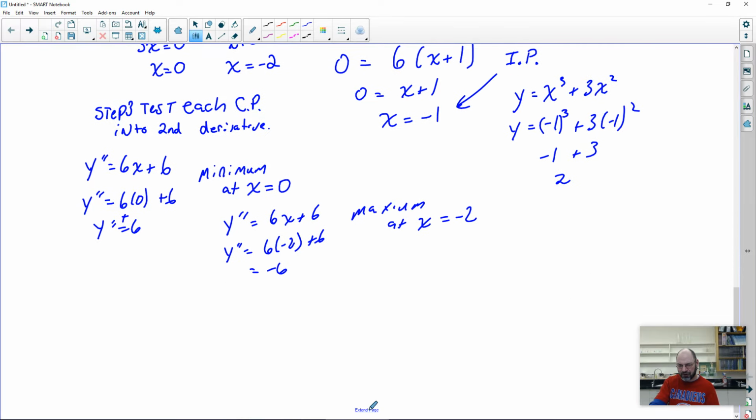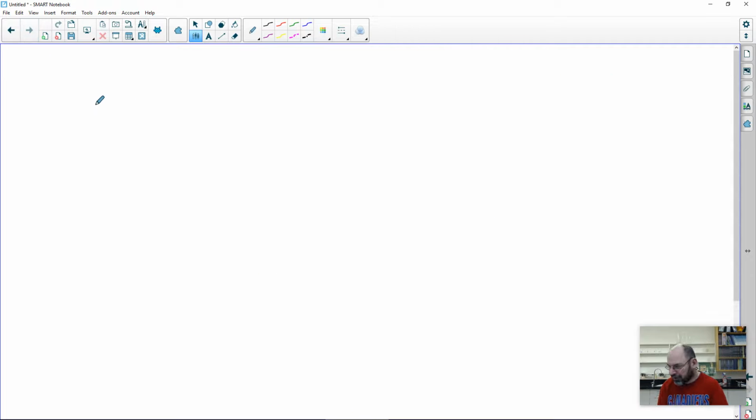So let's do one more example here, we'll do it on the next page, of finding some concavity. Let's say we want to find, in this example, I'll use a different curve here.